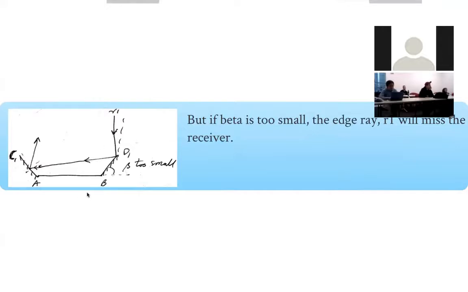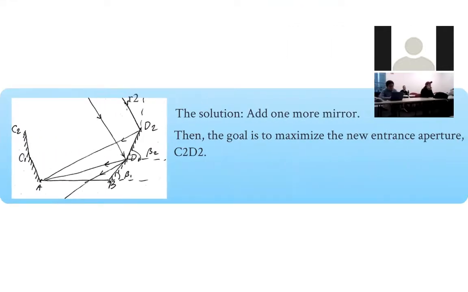So to prevent this, what you can do is you can actually add one more. Is there any questions before I go on? Okay, I guess not. So we can add one more mirror. Okay, so let's say you have a mirror beta 1, BD at an angle beta 1, which is AC1 here. But now you add one more mirror, a slightly larger angle, beta 2. Okay, so I have a mirror here, BD1, and I added one more mirror, D1, D2.